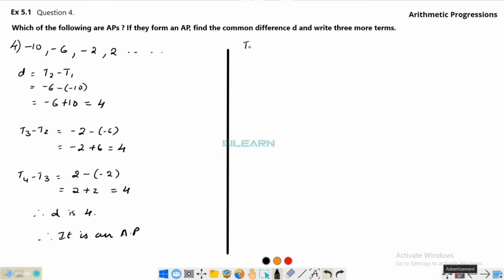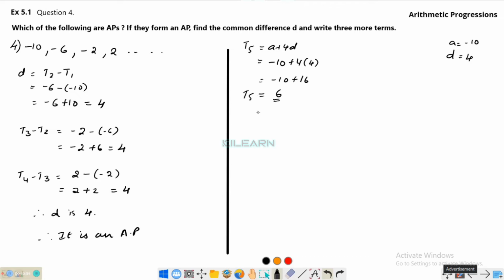So finding the terms, T5 is equal to A plus 4D. Again, the A value is minus 10. D value, what do I get? 4. Substitute minus 10 plus 4 into 4. So minus 10 plus 4 4s are 16. So minus 10 plus 16 is 6. Plus into minus is minus, 16 minus 10 is 6, and the bigger value has a plus sign.